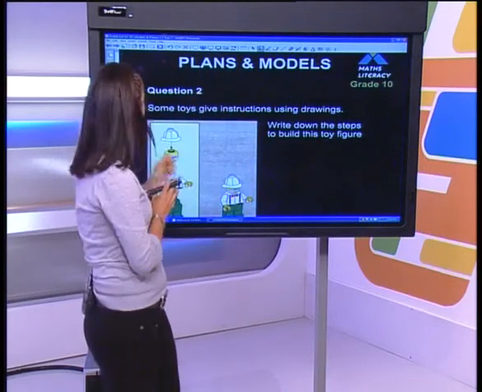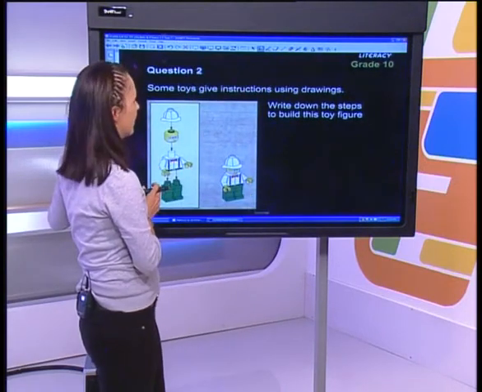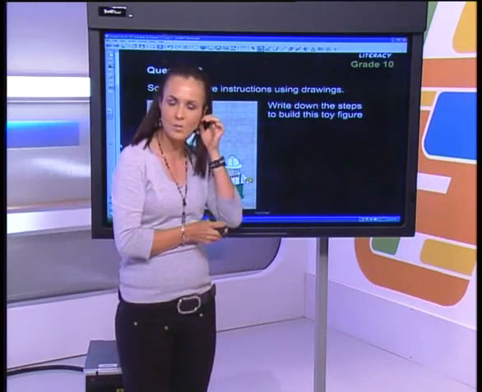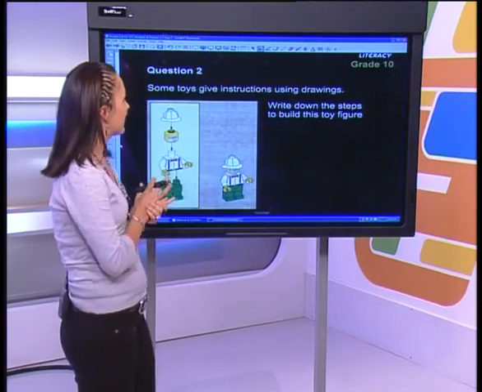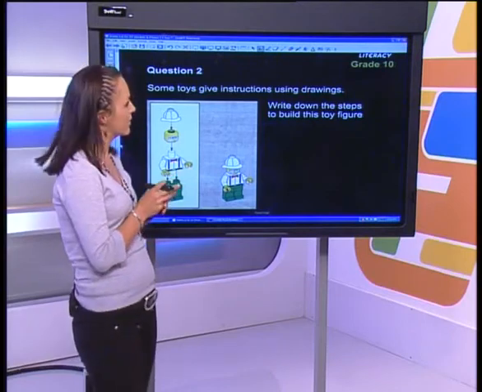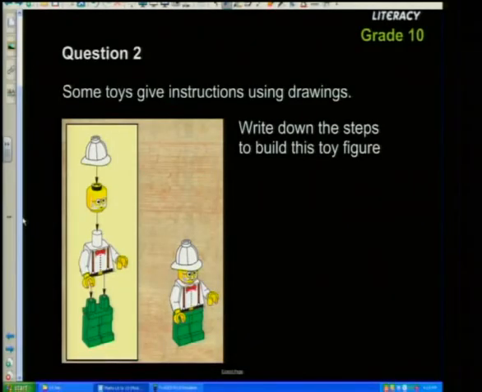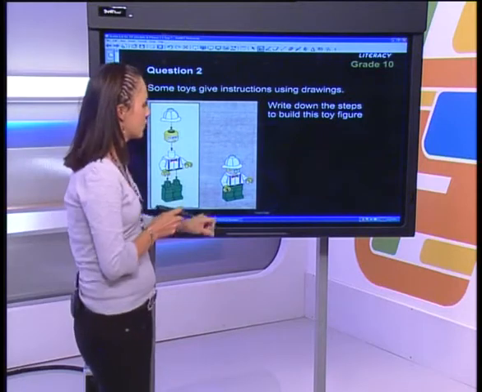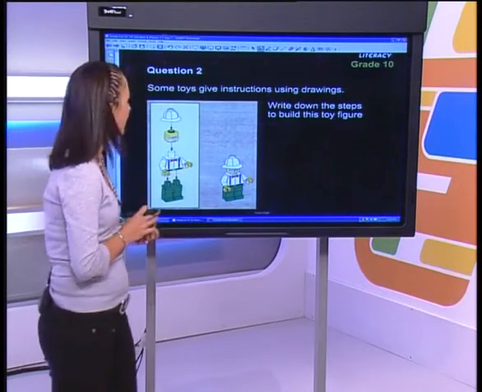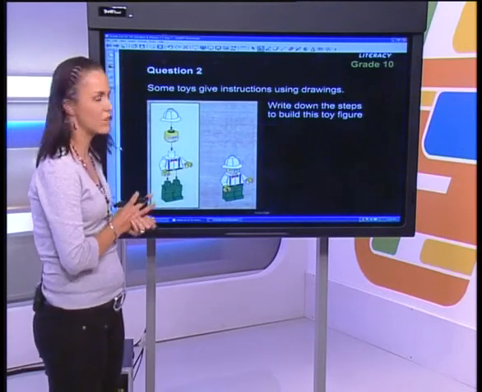The next question is a really cool little diagram that takes me back to my childhood days with these little Lego men. It says that in question 2, some toys give instructions using drawings. Write down the steps to build this toy figure. So let's first just have a look at the actual drawing itself, and then from there we're going to have to write down instructions on how we're going to put this Lego man together. So nice and straightforward.